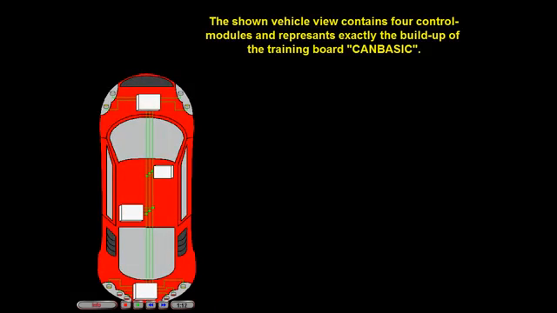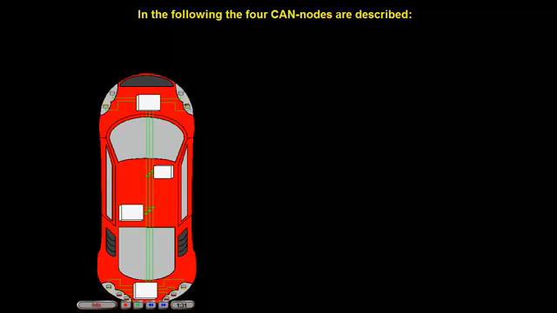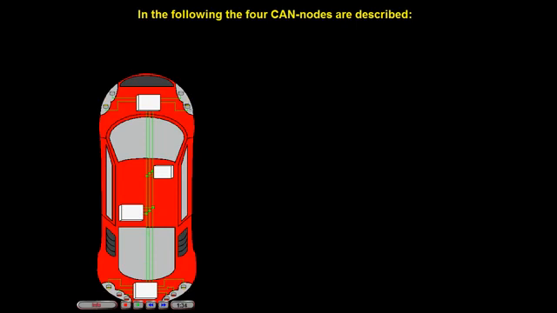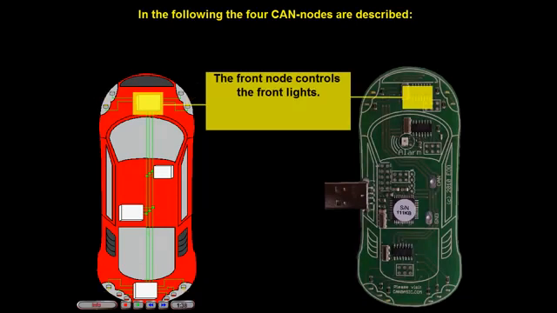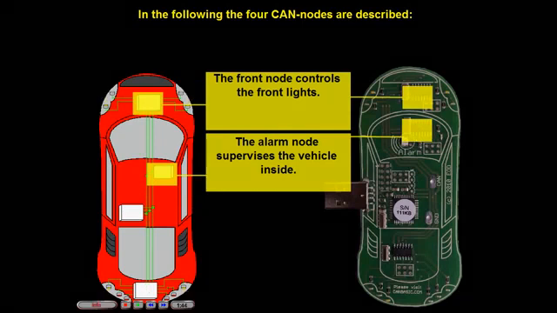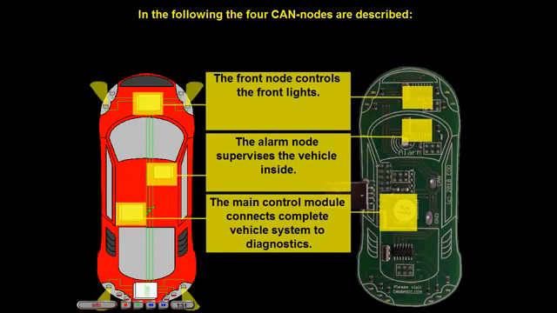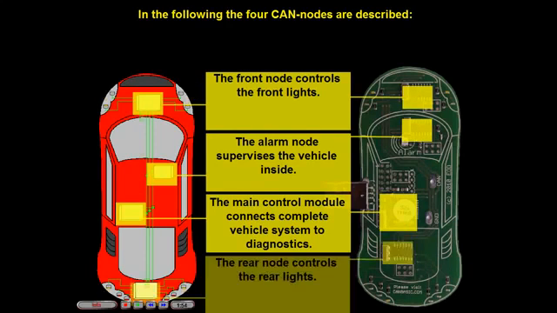The shown vehicle view contains 4 control modules and represents exactly the build-up of the training board CAN Basic. In the following, the 4 CAN nodes are described. The front node controls the front lights. The alarm node supervises the vehicle inside. The main control module connects the complete vehicle system to diagnostics. The rear node controls the rear lights.